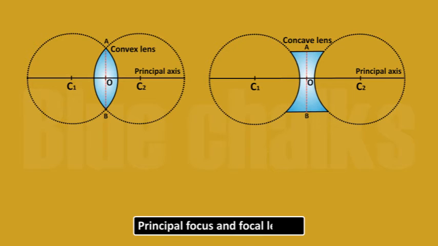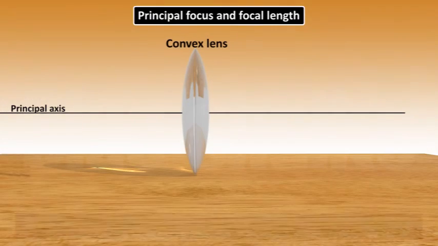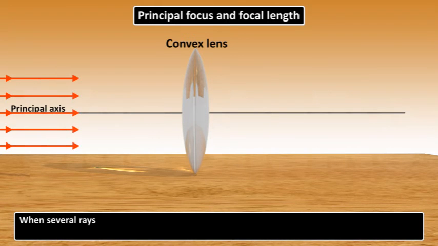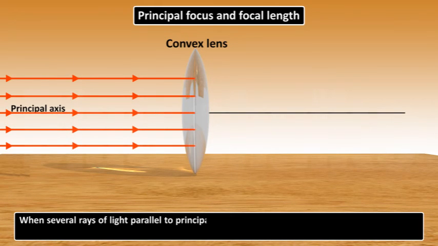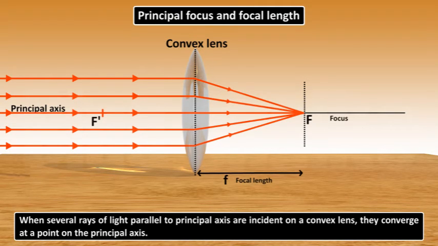Principal focus and focal length. Since a lens consists of two surfaces, there are thus first and second focus and first and second focal plane. When several rays of light parallel to principal axis are incident on a convex lens, they converge at a point on the principal axis. It is the principal focus of the convex lens.